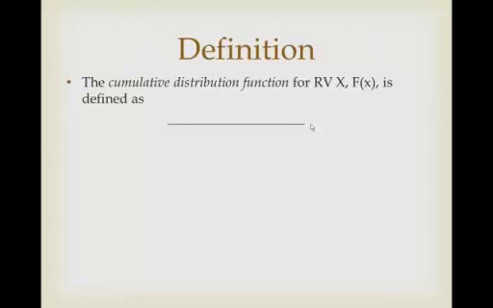And cumulative distribution functions are really pretty simple. They're just the probability that you're going to get a number that's less than or equal to some predefined number. So this is the equivalent of me saying, what's the probability that I'm going to roll a 3 or less if I roll one die? So that definition applies for either discrete or continuous random variables.